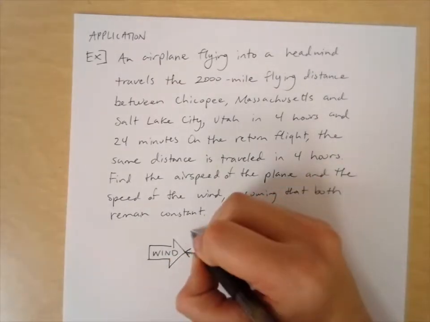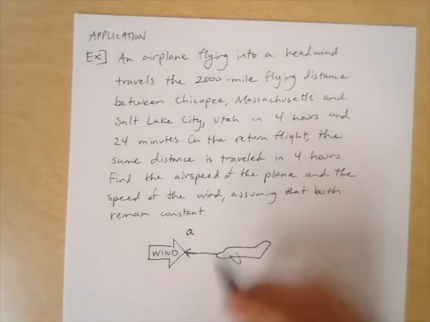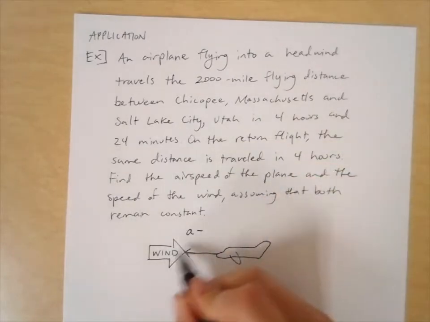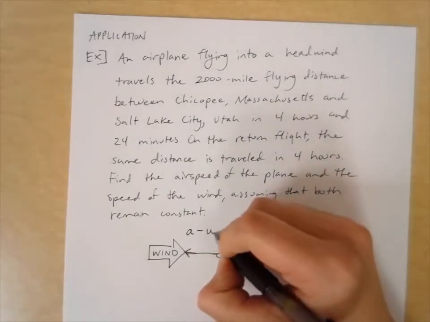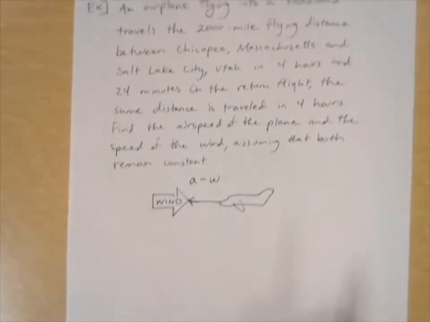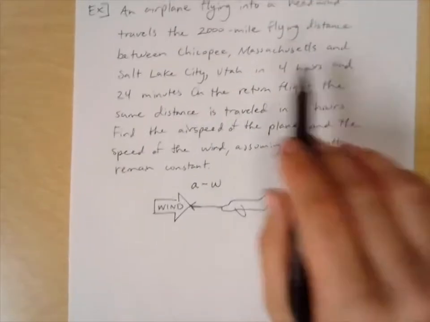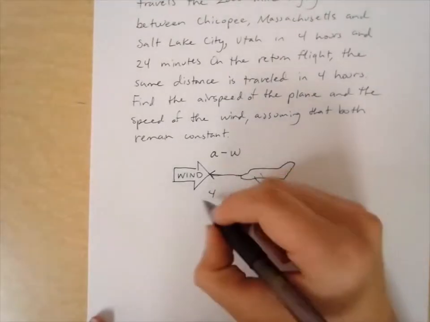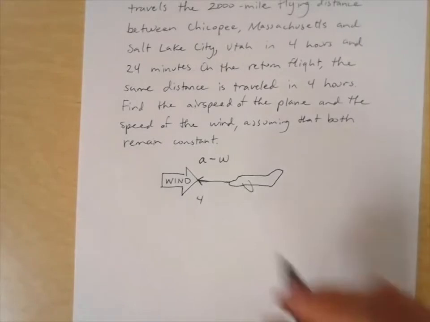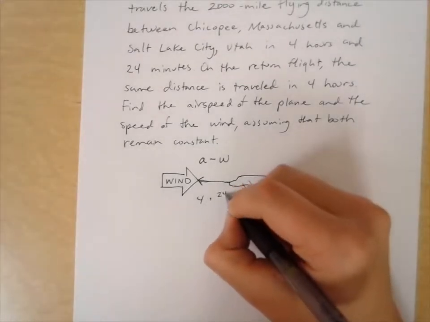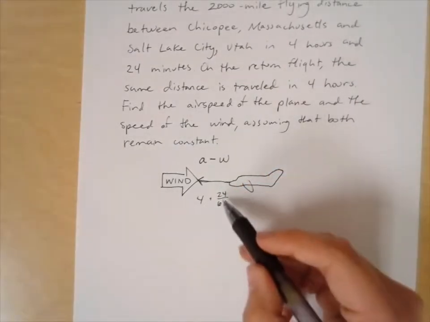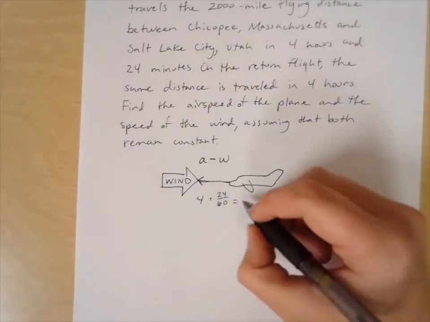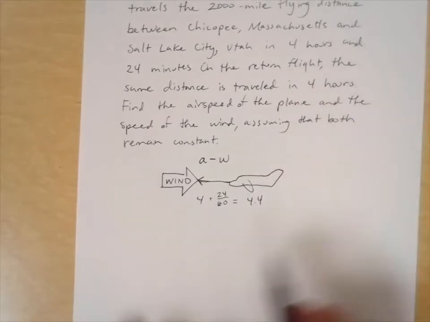The airspeed of the plane was happening as a result of subtracting the wind going against it. So I'm going to use A minus W to kind of represent the situation. This was the first scenario, the one that took 4 hours and 24 minutes. I'm going to kind of write that below it too. 4 hours and 24 minutes. Now here's the thing. We can say that that's 4 plus 24 over 60, but guess what? 24 over 60 is just 0.4. So what we really have going on here is 4.4 hours.